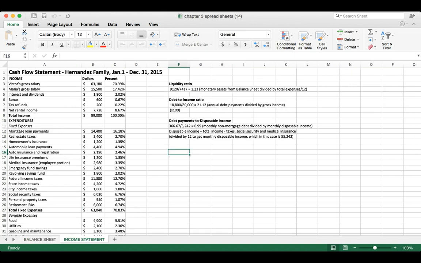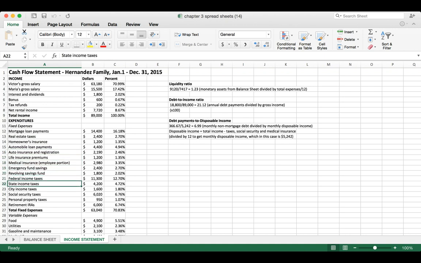Now I'll switch over to the income statement or the cash flow statement. And this was a total recap of where they stand between January 1 and December 31. So it's a full year cash flow statement. So with the cash flow statement, you're going to have what's coming in. So income wise, here we have their salaries, interest and dividends that they've earned, bonuses, tax refunds, any type of rental income. So all that is calculated to come up with a total income, and then expenditures.